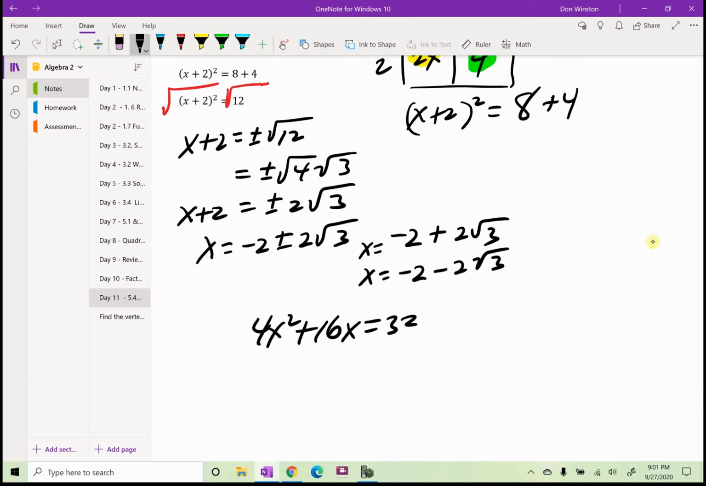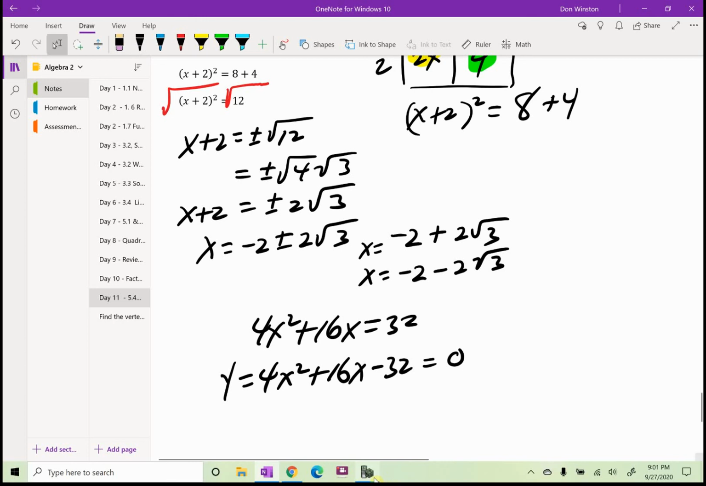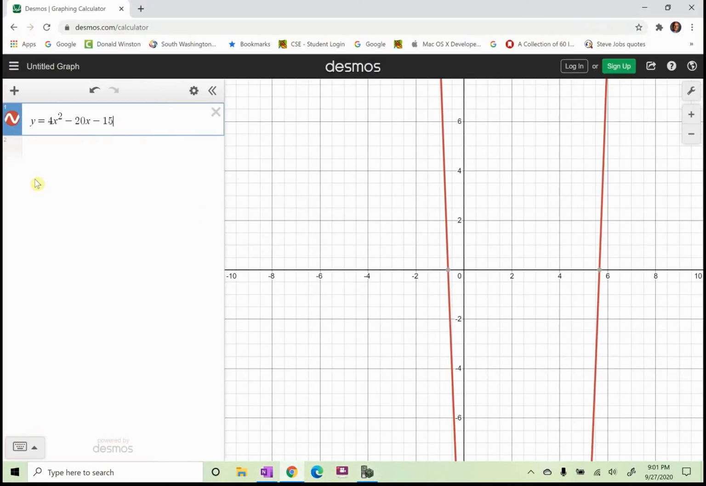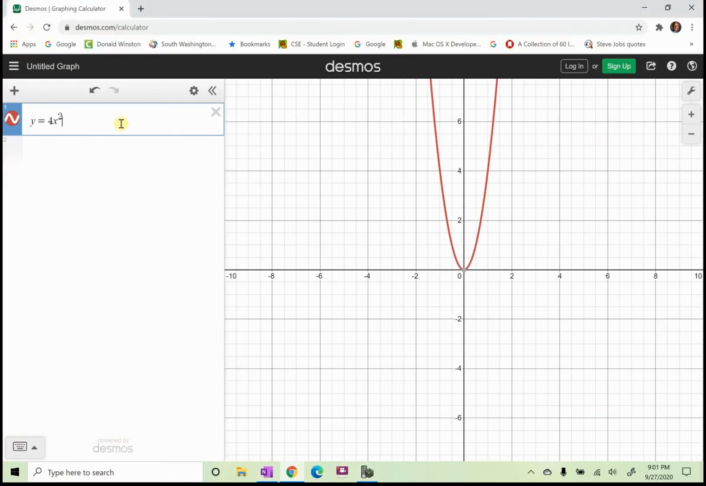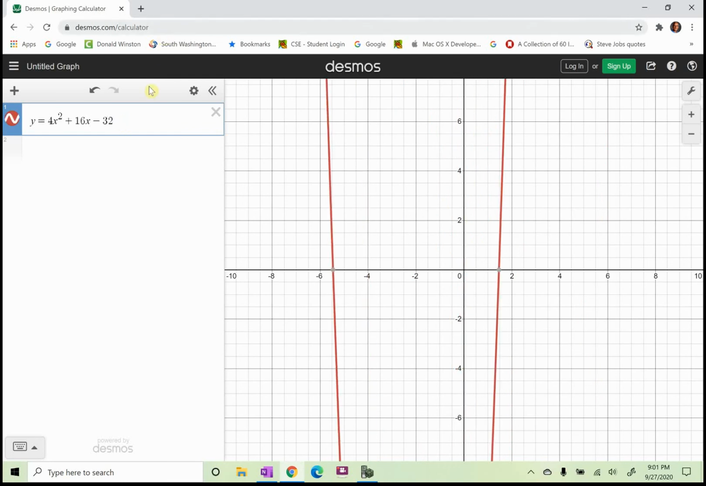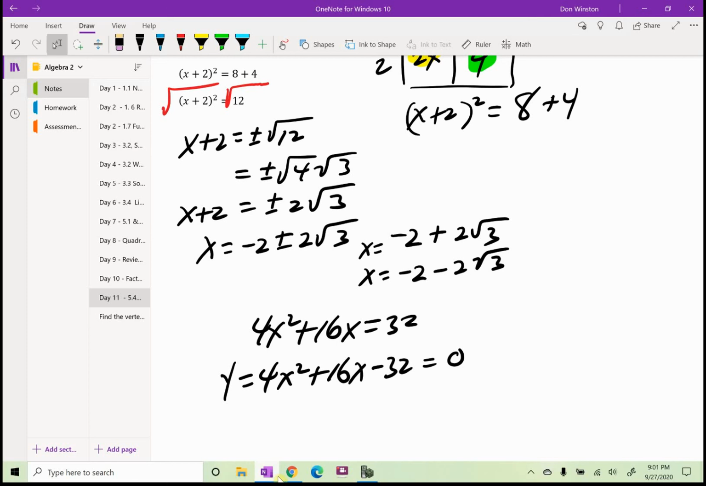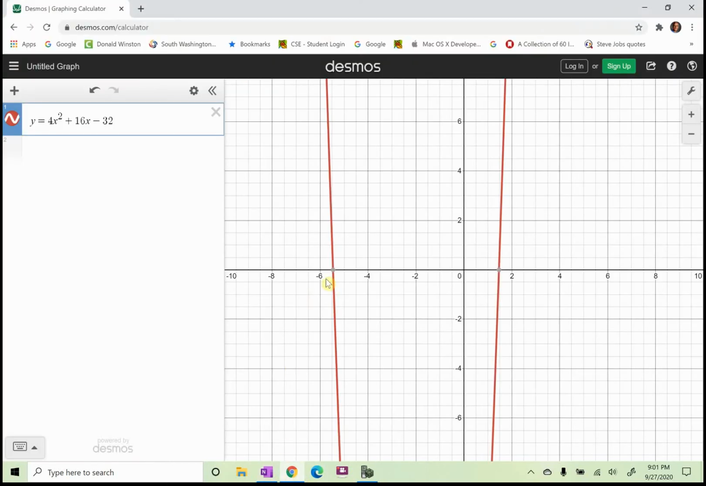I'll subtract 32 from both sides. 4x squared plus 16x minus 32. And we want to find the zeros. Okay, we want to find when y is equal to 0. So I'll just plug in 4x squared plus 16x minus 32. Let me just make sure I got the right one. Yep. All right, so negative 5.464 and then 1.464.